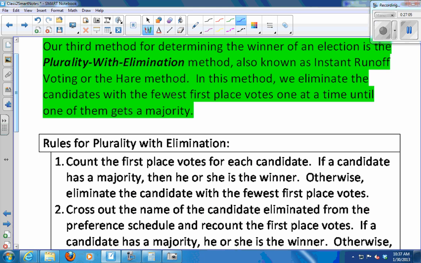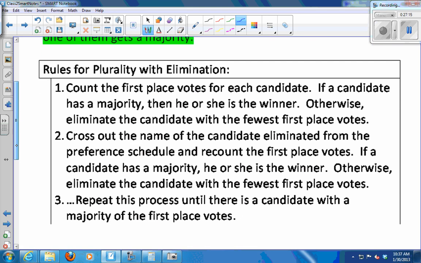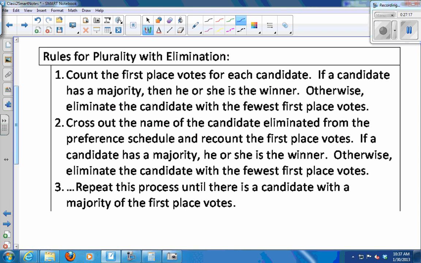So what we do is we say, okay, we're going to tweak the plurality method so that someone has to get a majority of the votes. So here's how we do it. Count up the first place votes for each candidate. If a candidate has a majority, they're automatically declared the winner. Otherwise, you eliminate the candidate with the fewest first place votes. Whoever has the fewest first place votes is just gone.